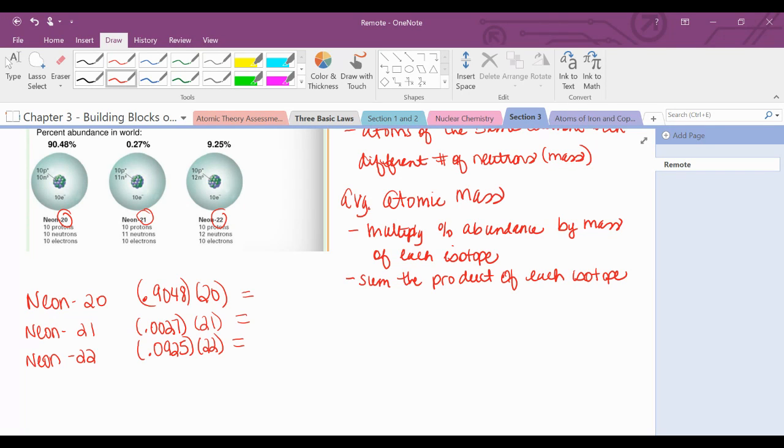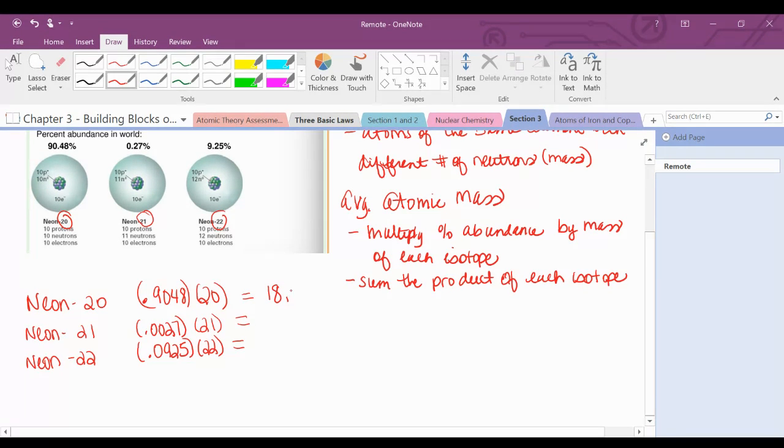So we're going to solve for neon 20 first. 0.9048 multiplied by 20. Okay. Now that 20 is a counting number. We know from chapter 2, counting numbers have infinitely many significant figures, so we don't use those for rounding. So we're going to use that percentage for rounding. There are 4 significant figures in our percentage. So I'm going to round this to 18.10.